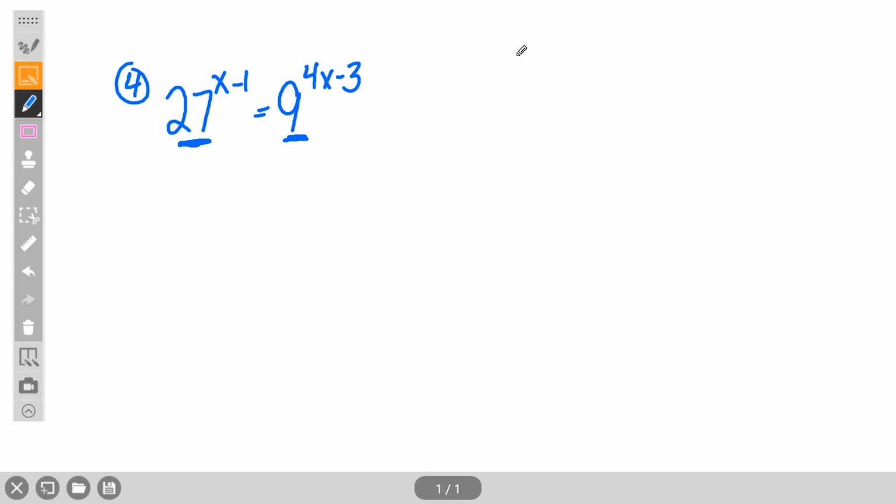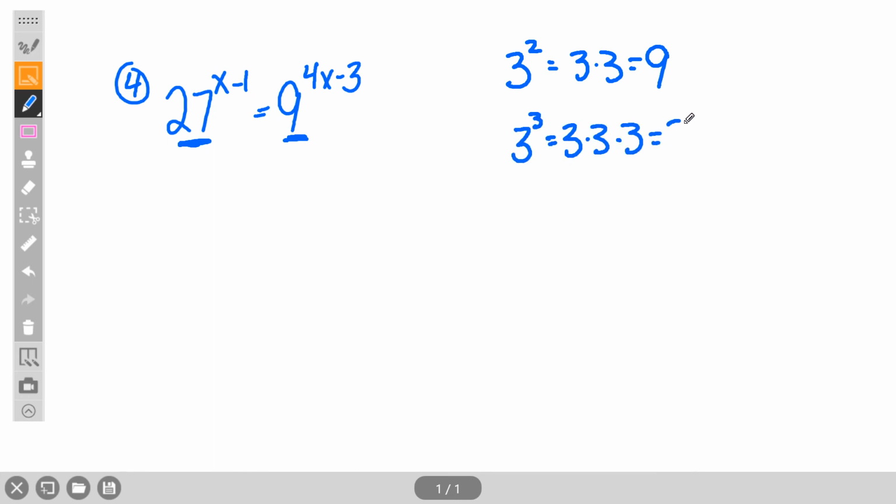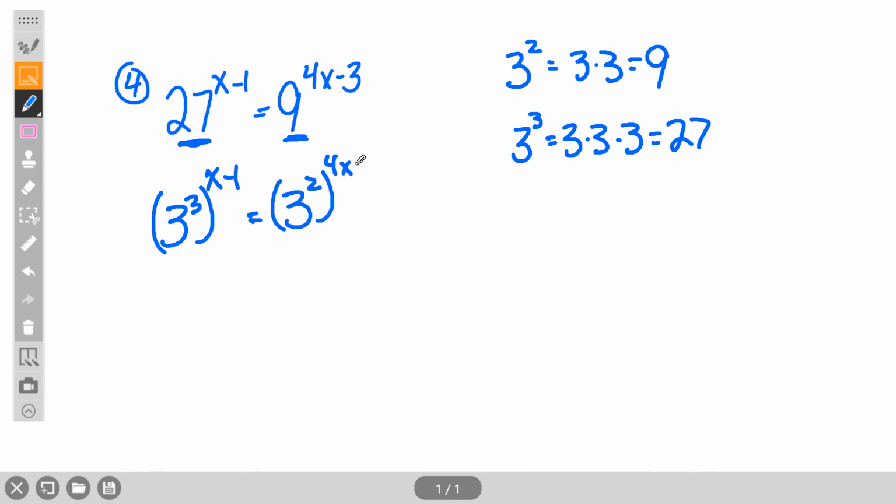And it turns out that a base of 3 will work because 3 to the second power, 3 times 3 is 9, and 3 to the third power, 3 times 3 times 3, is 27. So I can express 27 as 3 to the third power, to the x minus 1, and I can express 9 as 3 to the second power, to the 4x minus 3.